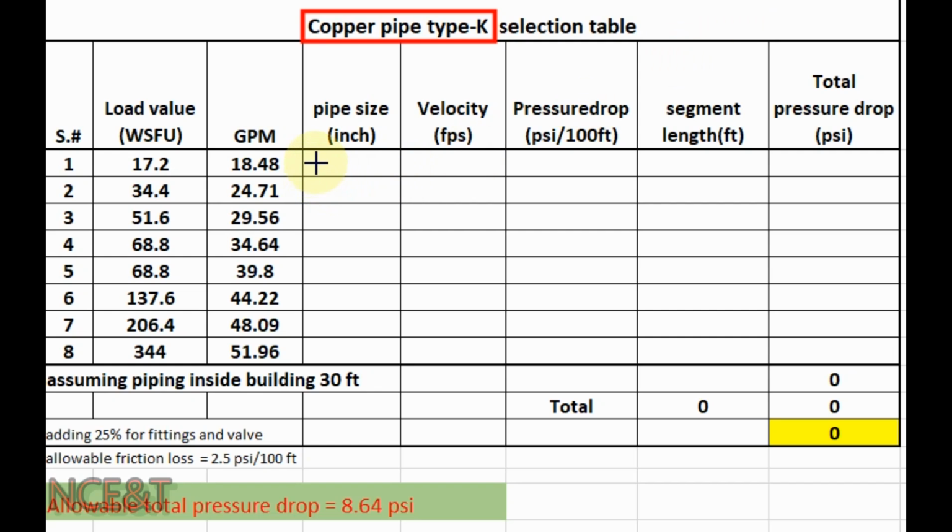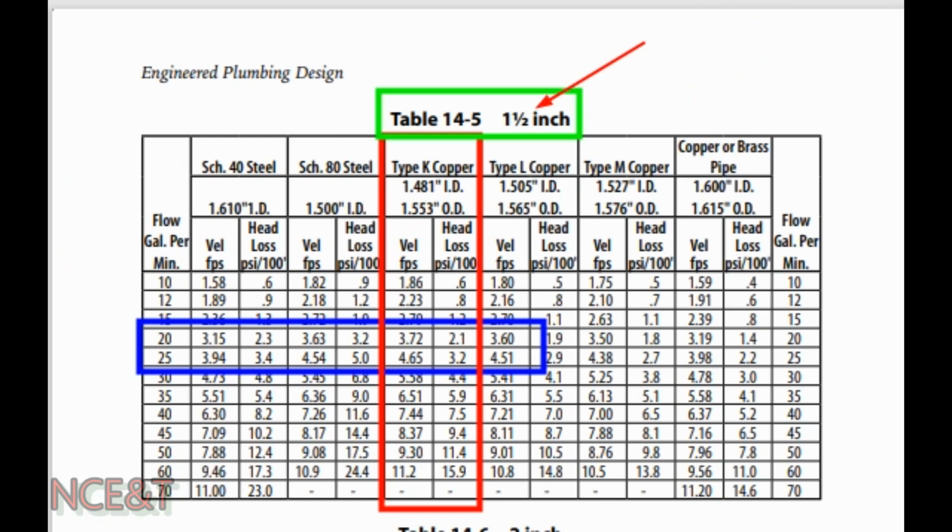The GPM for the second pipe segment is 24.71. Let us select the pipe size, velocity and pressure drop for it also. For 24.71 GPM, let us select the 1½ inch pipe. Here we have 20 GPM and 25 GPM. For 20 GPM, we have the velocity for copper pipe type K 3.72, and for 25 GPM we have the velocity 4.65. Both are in the range.